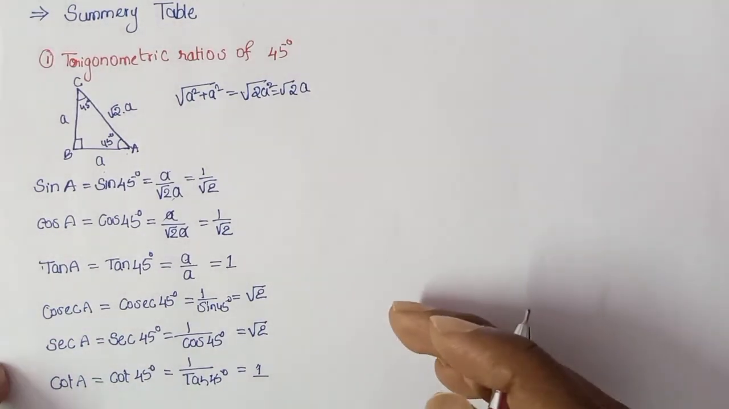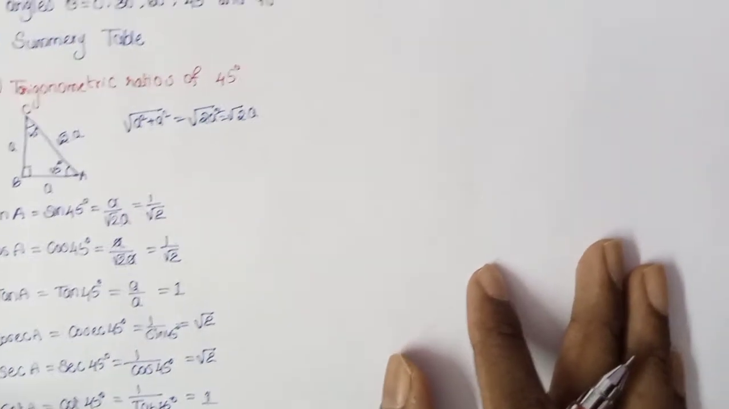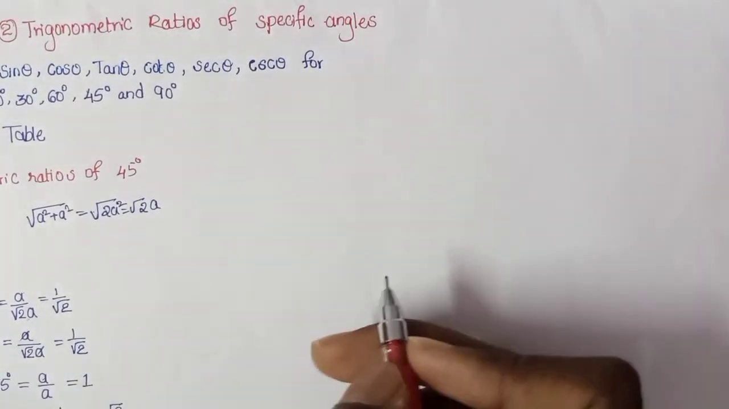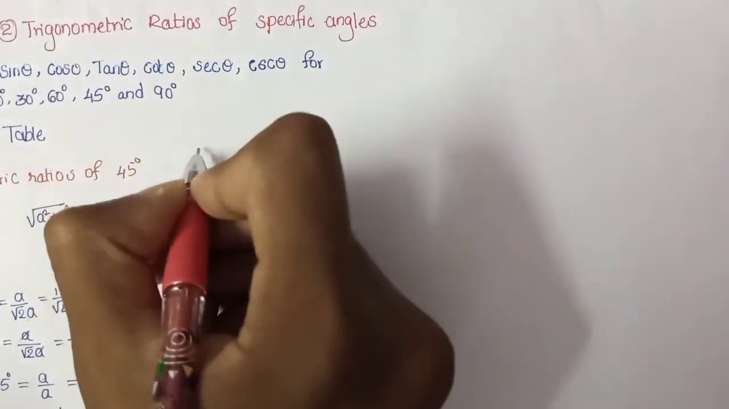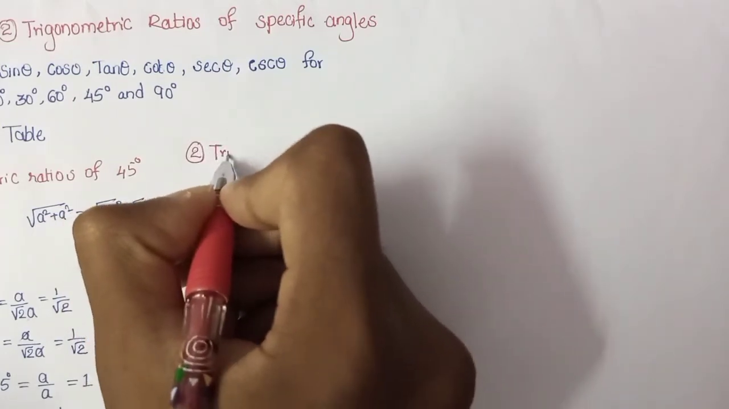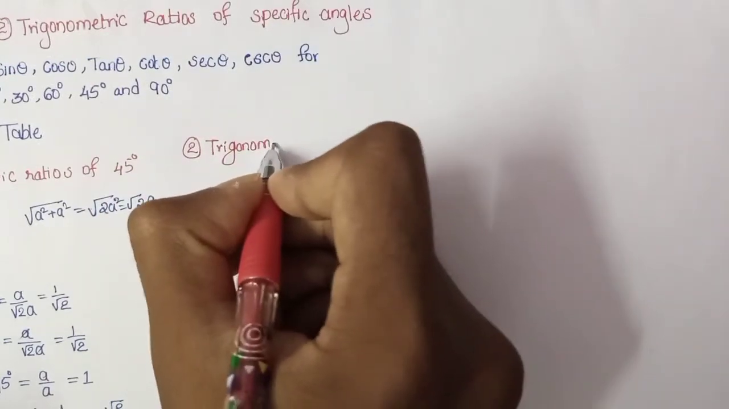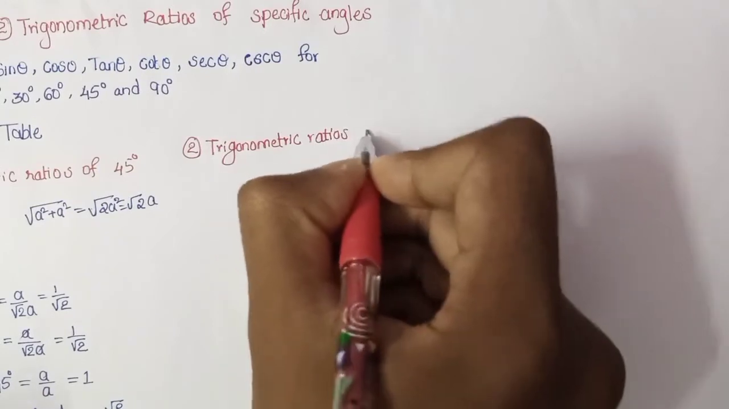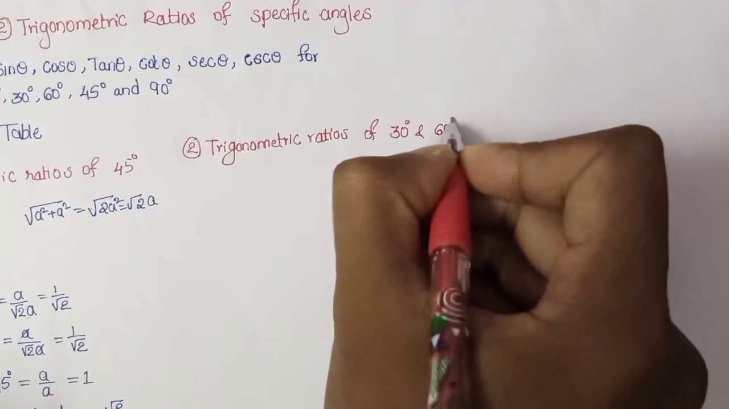Next, for angles 60 and 30 degrees, let us know the trigonometric ratios of 30 degrees and 60 degrees.